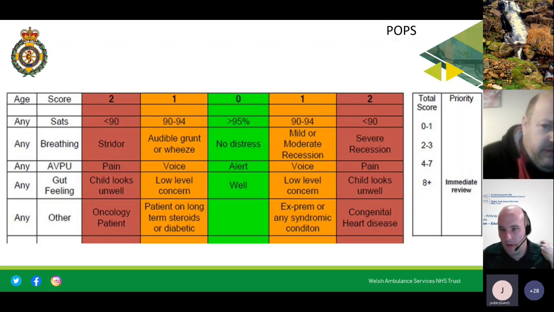And it is the same ranking as your NEWS score. 0 to 1, we're happy. 2 to 3, we're concerned. 4 to 5, they've got a rapid risk of deteriorating, and 8 and above, then we're worried about critical illness. So that's the top one. They can score multiple in those.